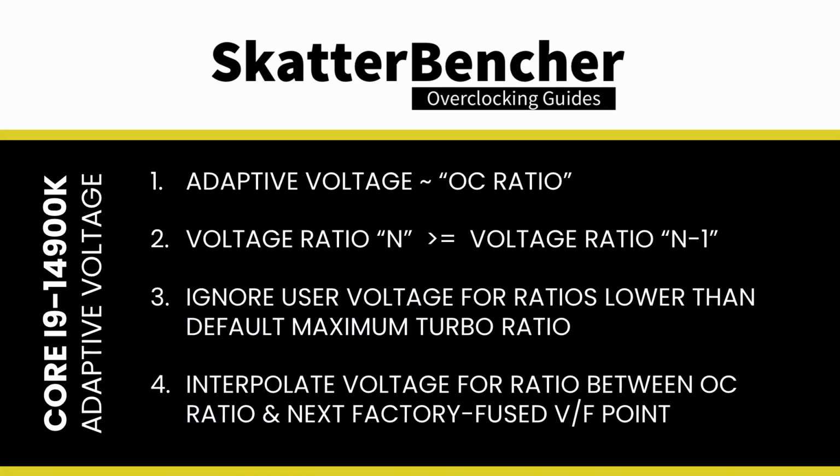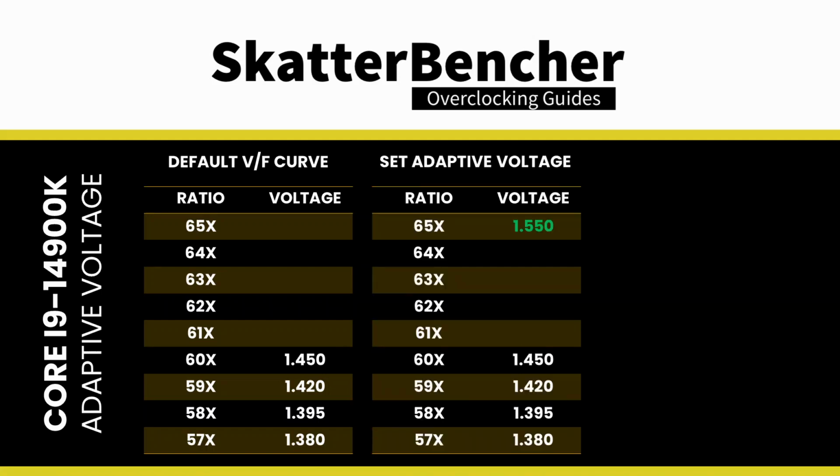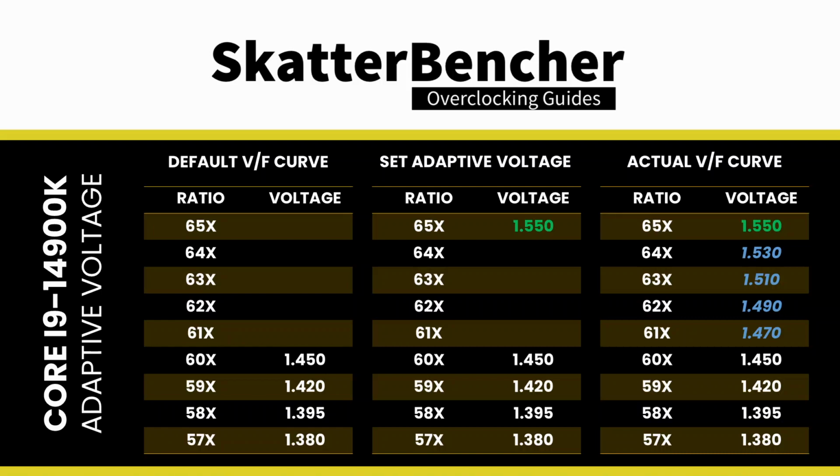4. For ratios between the OC ratio and the next highest factory-fused VF point, the voltage is interpolated between the set adaptive and factory-fused voltage. Returning to our example of our 14900K specified to run 60x at 1.45 volt, let's say we manually configure the OC ratio to be 65x at 1.55 volt. The target voltage for ratios 61x, 62x, 63x, and 64x is now interpolated between 1.45 volt and 1.55 volt.